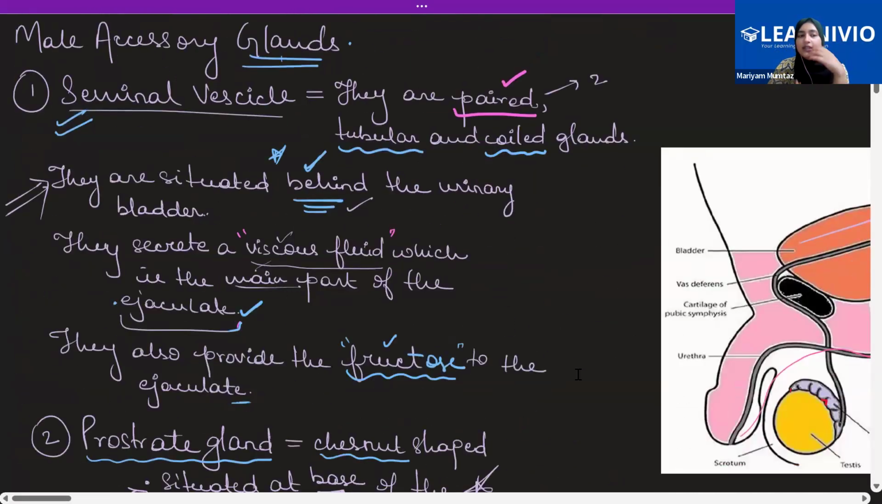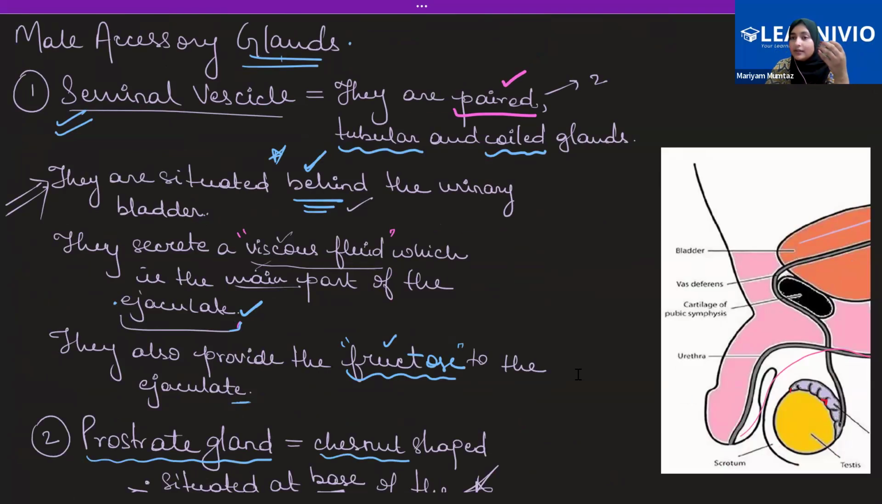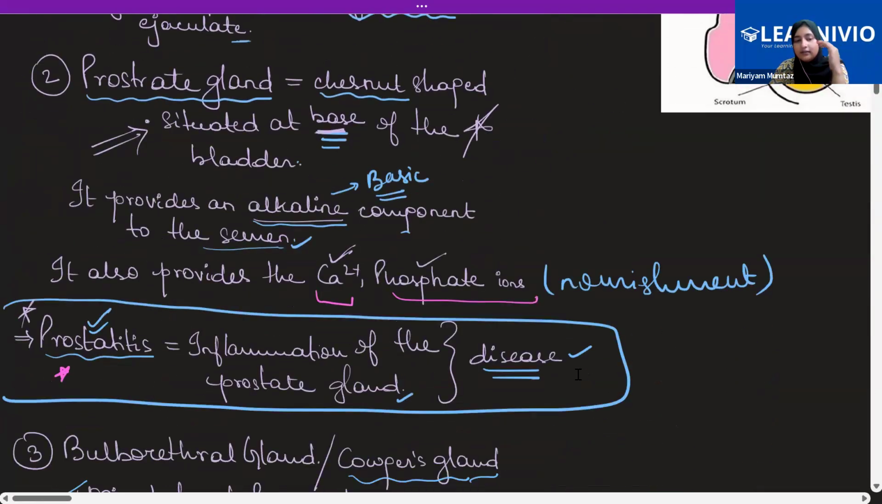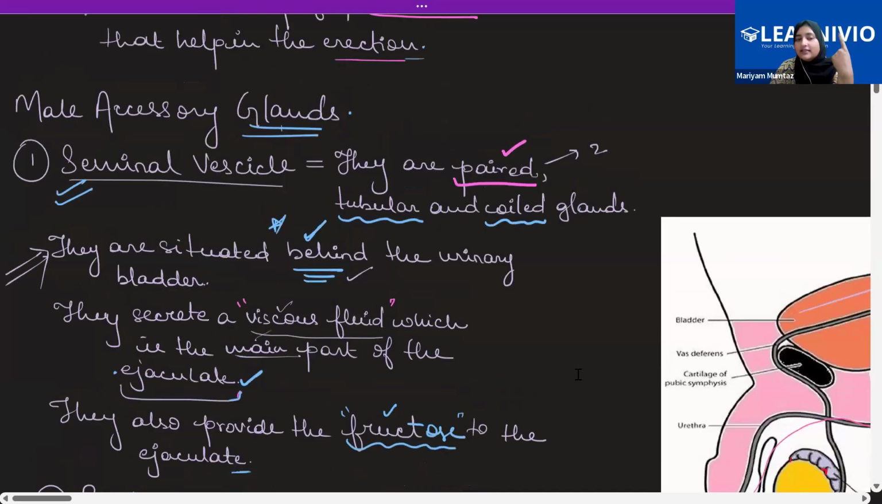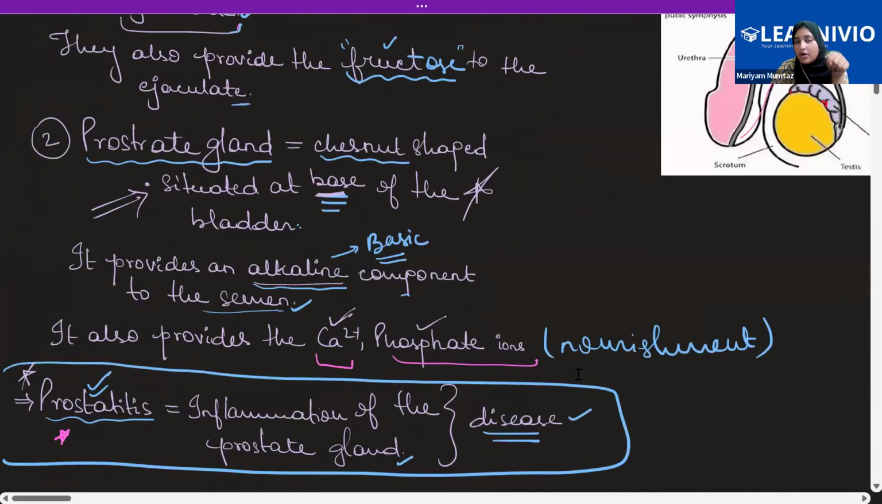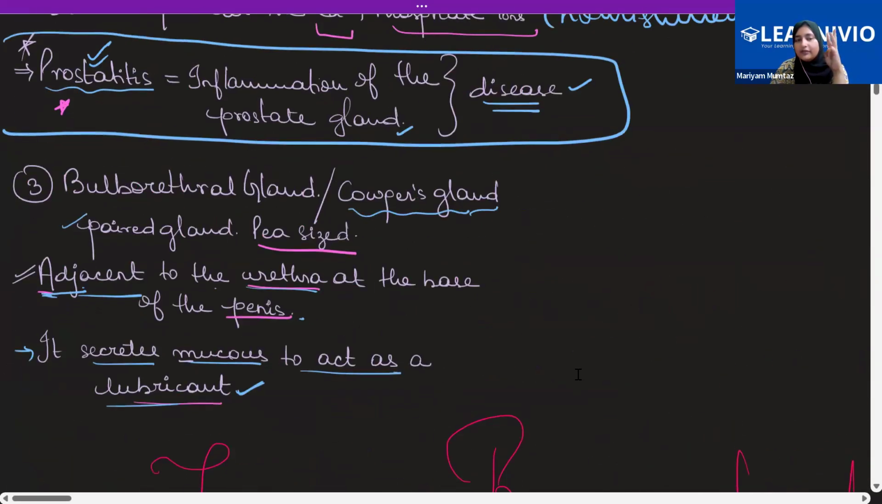Now, coming on to the male accessory glands. Why are they named so? They are named so because they're not involved directly in reproduction, but they play a major role indirectly. They form secretions and fluids and nutrients and everything. So there are basically three glands: the seminal vesicle, the first one; the prostate gland, the second one; and then the bulbourethral gland.